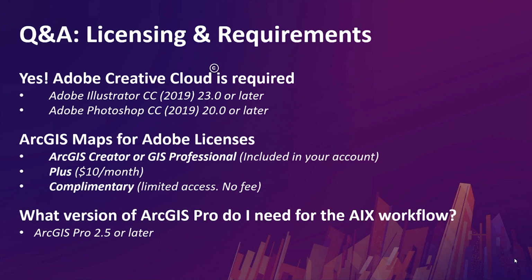And Maps for Adobe offers 3 different licenses, and maybe you're wondering which one is right for you. I want to talk about the first one, because this is going to pertain to a lot of you, and you might not know this. The first one is the ArcGIS Creator or GIS Professional license. And this is already included in your account if you're one of those account holders. So Esri has a lot of apps for these ArcGIS accounts, and ArcGIS Maps for Adobe Creative Cloud is one of these apps that you already have access to. So you can download it and start using all of the features available in Maps for Creative Cloud today.